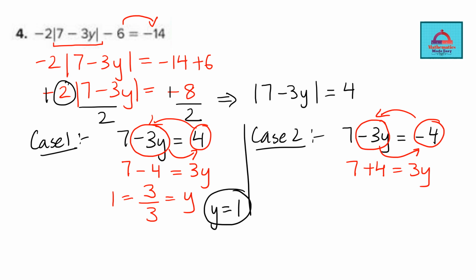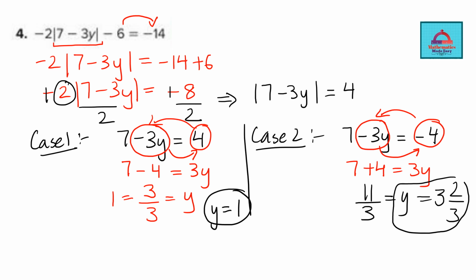Let's solve this also. So this gives you 7 plus 4, 11 divided by 3, that's the value of y, and I would like to just convert it into a mixed fraction here so that it can be written in this manner. So we have got two values of y. Now, in order to confirm that these both are the solution, we need to check our solution. So the last step would be to check, which you already know has to be done using substitution.